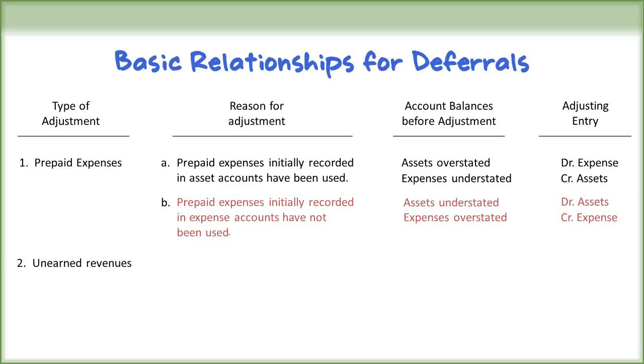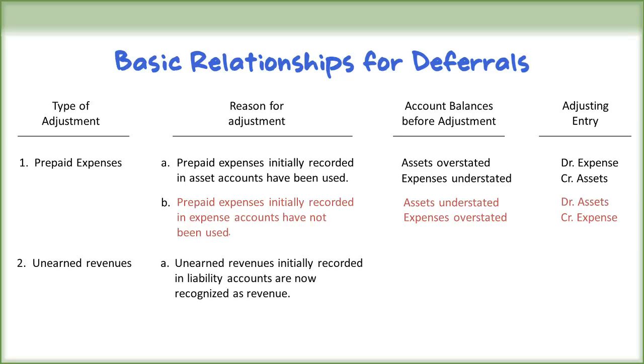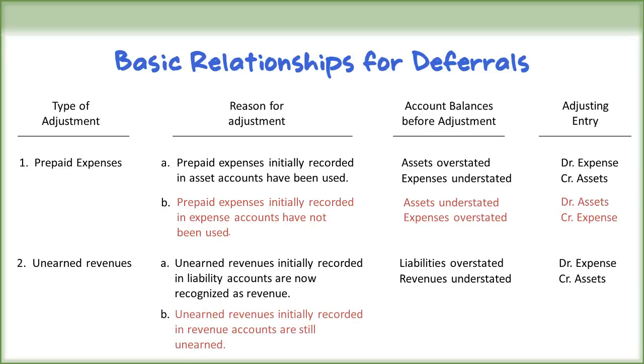In case of unearned revenues, when companies initially record unearned revenues as a liability and recognize it as revenue at the end of the period, liabilities will be overstated and revenues will be understated. To adjust this, we debit or increase expense and credit or decrease assets. When companies initially record unearned revenues as revenue and remain as unearned at the end of the period, liabilities will be understated and revenues will be overstated. To adjust this, we debit or increase assets and credit or decrease expense.